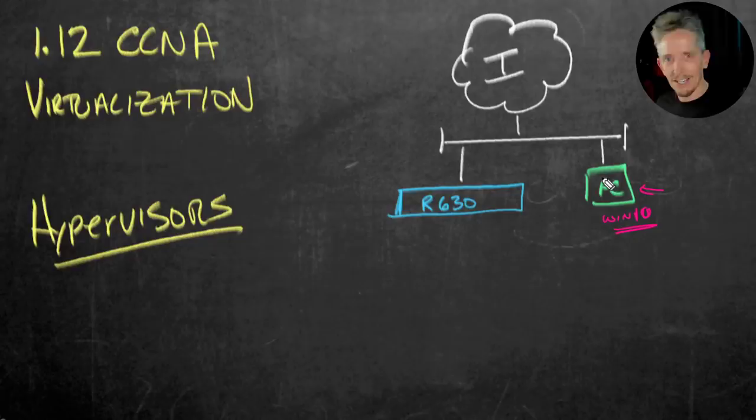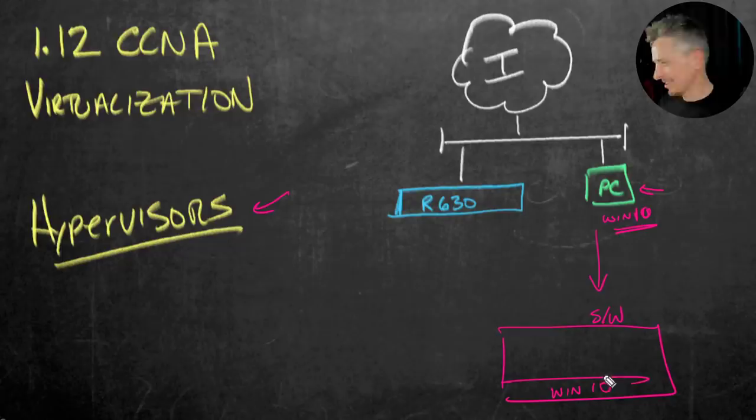Now, if we wanted to, we could take that PC and I can install some special software. I'd still be running Windows 10, but I could add some additional software called a hypervisor. And that would allow me to actually run virtual machines on this computer. So it would look like this. So here's the computer. I've got Win10, and then I could run a hypervisor.